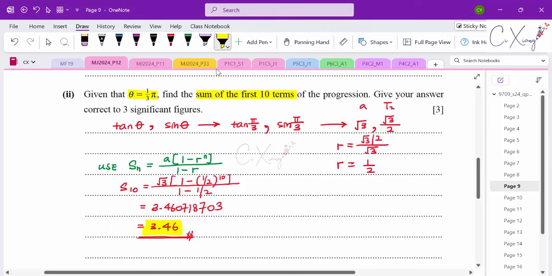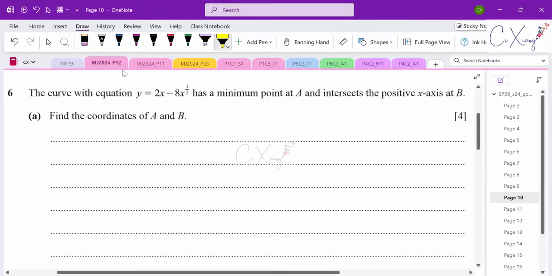Yeah, so this is how we solve question number 5. Question number 6. There's a curve with this equation, which has a minimum point at A and intersects the positive x-axis at B. Find the coordinates of A and B. When they talk about a minimum point, we have to link it with dy/dx equals 0 and solve the equation to get the x coordinate. Then for the intersection with the positive x-axis at B, you have to let y equal 0, because at the x-intercept, y should be equal to 0.